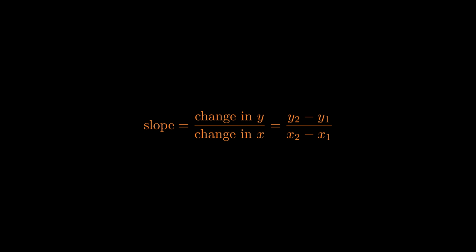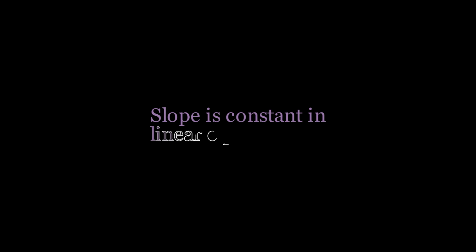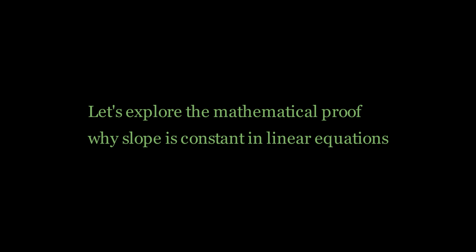Slope represents the rate of change, specifically, the change in y over the change in x. For a linear equation, this rate is a constant value. Using the example y equals 0.5x plus 1, we can identify the slope as 0.5. It stays the same at every single point on the line. But why? Let's explore the mathematical proof behind this constant behavior.